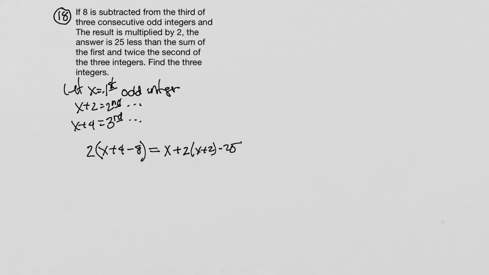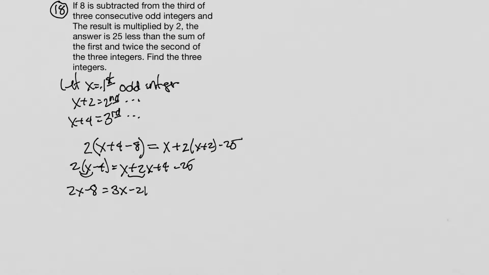So let's see. Let's tighten this up a little bit here. What do we get inside there? This is going to be 2 times x, now plus 4 minus 8 is minus 4. This is equal to x plus, we can multiply through here, right? We'll get 2x plus 4, and then minus 25. So over here, we're going to get, multiplying through, 2x minus 8 equals, over here, 3x, and 4 minus 25 is minus 21.